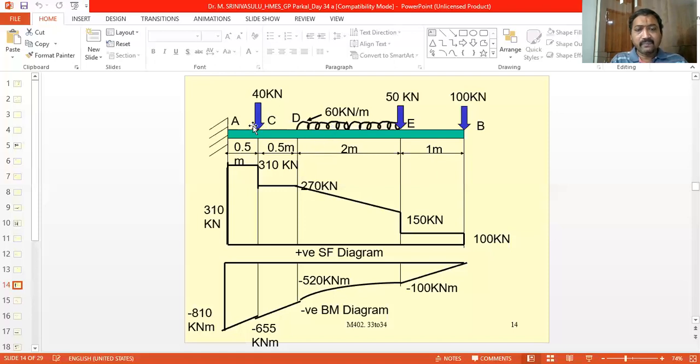Now coming to this 40 kN point load. So 40 into the distance, which is 0.5. So minus, this is also causing anti-clockwise, that is, for clockwise movement to the right. So minus 40 into 0.5, that is minus 20 kN meters.